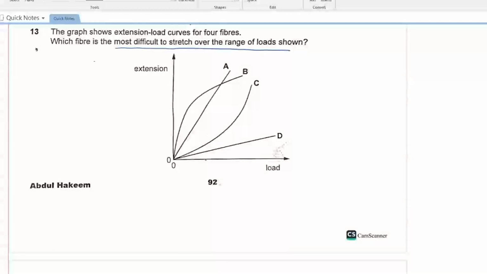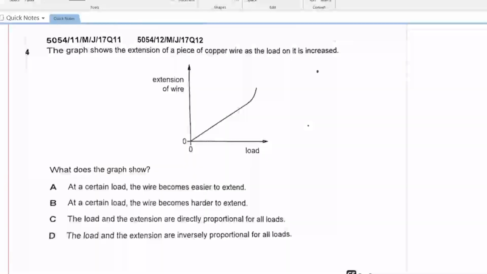Okay. So let's say I have a force of 2 Newton here. My spring D, let's say, gives me an extension of 1. Spring C gives me an extension of 1.5. Let's say spring B gives me an extension of 3. And spring A gives me an extension of 5. The most hardest to stretch is D. Why? Because at a force of 2 Newton, it is giving the least amount of extension. D is your answer. Let's further move ahead.